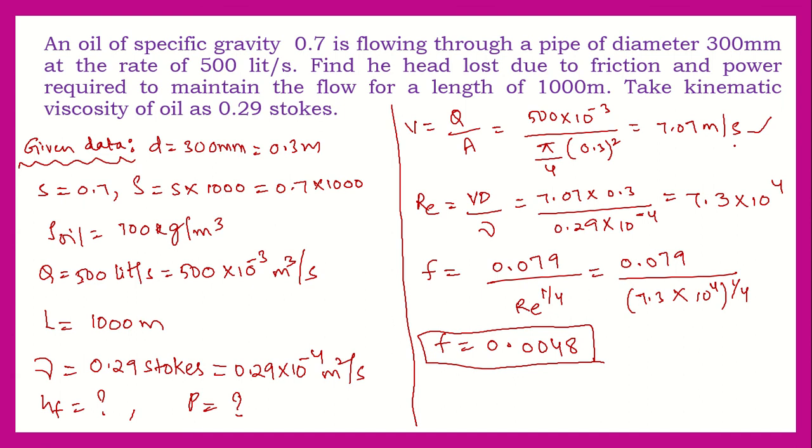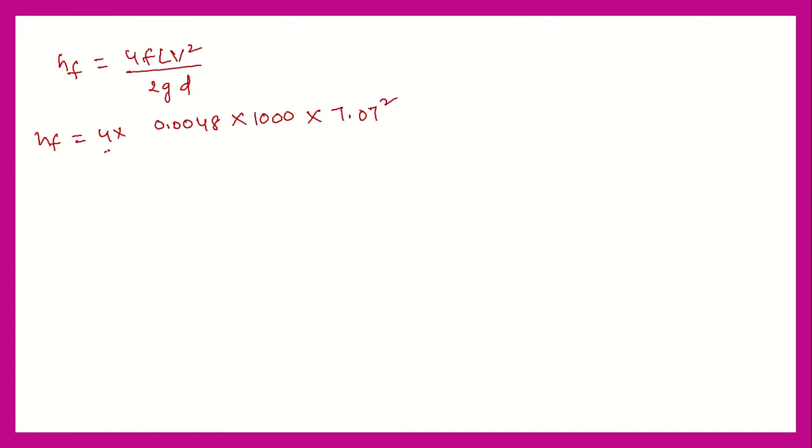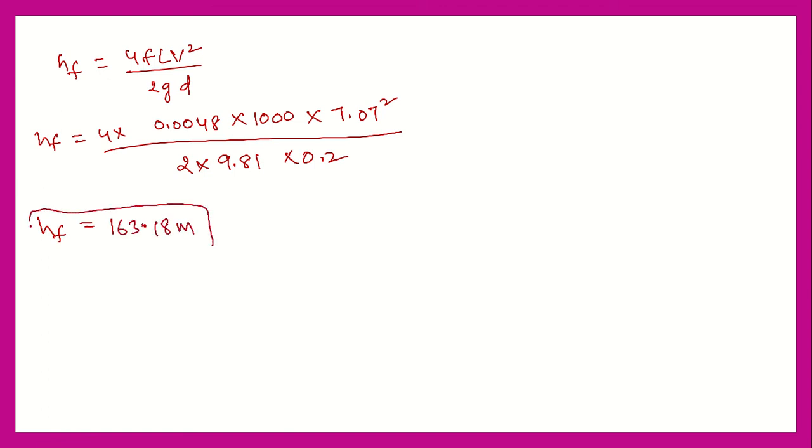So we have friction factor ready, we have velocity ready. So we can calculate what now? HF. Therefore, head loss due to friction, HF is equal to, formula is 4FLV square by 2GD. So HF is equal to 4 into F, how much we got just now? 0.0048 into L is how much? 1000 into what was the velocity? 7.07, correct, whole square by 2 into G is how much? 9.81. What is dia? 0.2. We get HF to be approximately 163.18 meters.